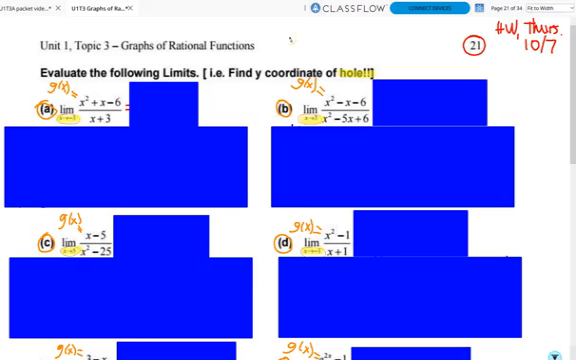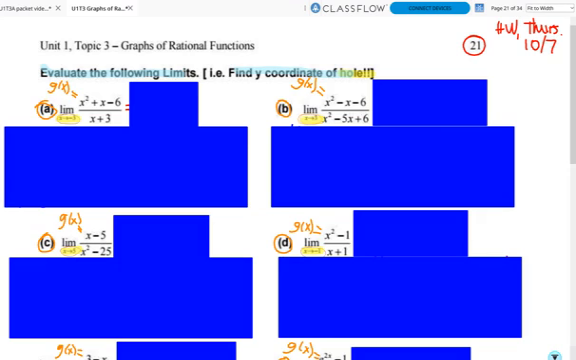Page 21 in the Unit 1, Topic 3 packet, graphs of rational functions, equations, expressions. And this one has instructions that says, evaluate the following limits. So we're back to limits again, i.e. find the y coordinates of the hole. So that's your clue about what kind of limits we're going to be doing in this page of the homework.